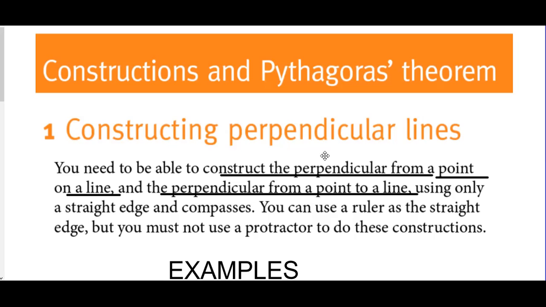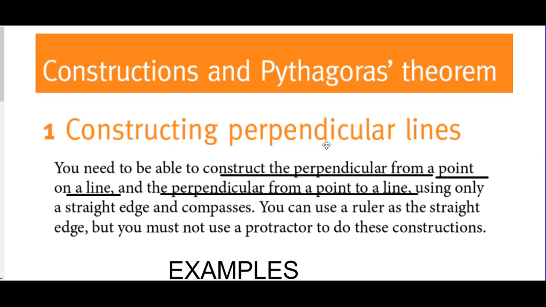So today I'm going to show you how we construct two lines which are perpendicular to each other. Perpendicular meaning you have two lines meeting at an angle which is equal to 90 degrees. So that is what I will be taking you through.